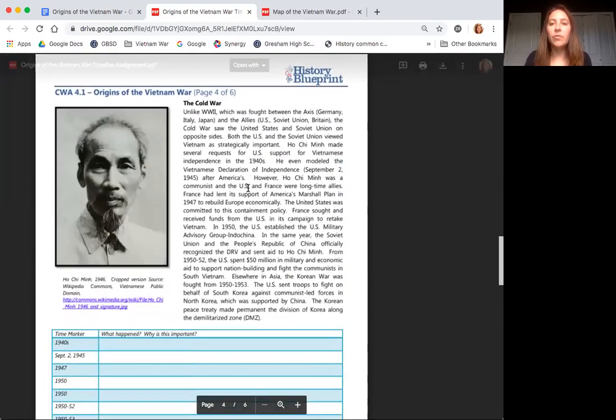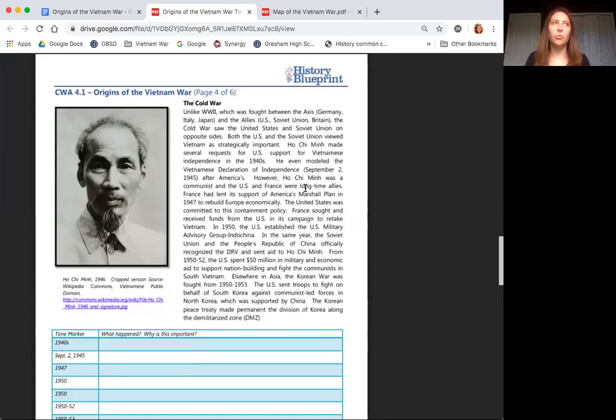And so following the end of World War II, we know the Cold War was brewing between the Soviet Union and the United States. Ho Chi Minh, even though he modeled a lot of his documents and speeches after the United States and freedoms, and he even learned English to make sure that he would kind of stay in the graces of the United States, the United States did not want him in power because he was communist.